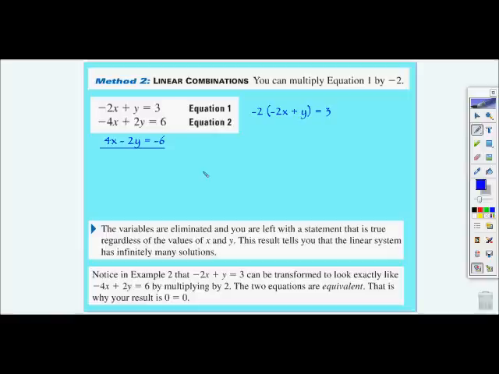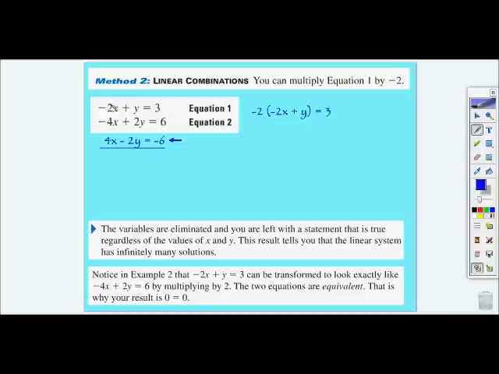Now again, going with method number 2, we're going to use one of our written solutions. This time we're going to try linear combinations. Again, as talked about in the previous lesson, we chose linear combinations because we have coefficients that could easily be made opposite of each other. So we have a -4x here, and we have a -2x here. What I'm going to do is multiply equation 1 by a -2, resulting in this equation right here.